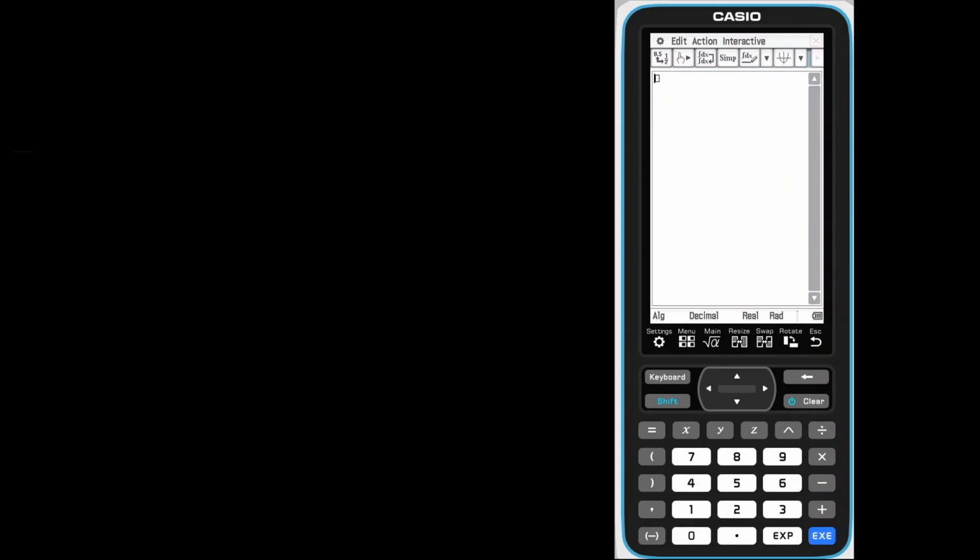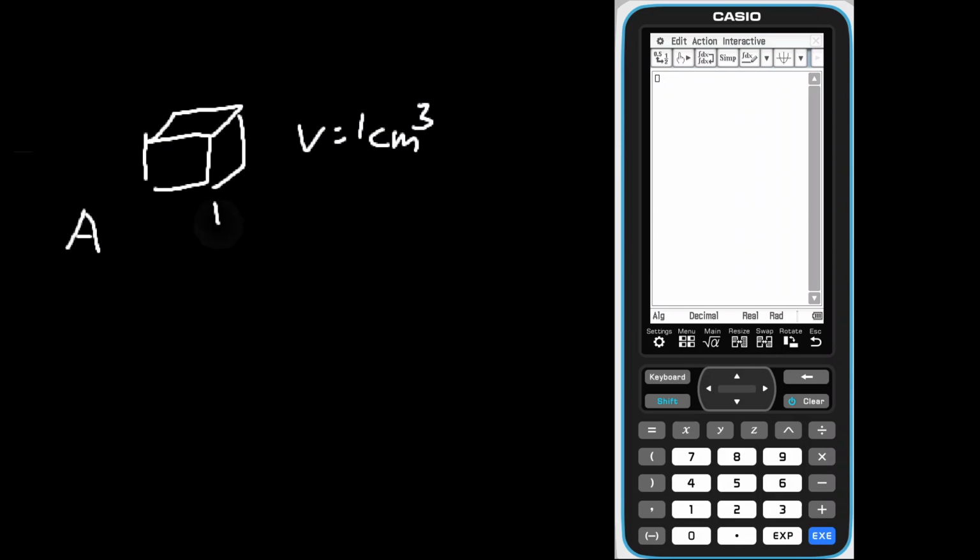We have a question here where we have a cube, and it has a volume of 1 centimeter cubed. And the question here for part A is to try and find the expression of the volume of this cube with a side of x length. Cool. This one's going to be quite easy.